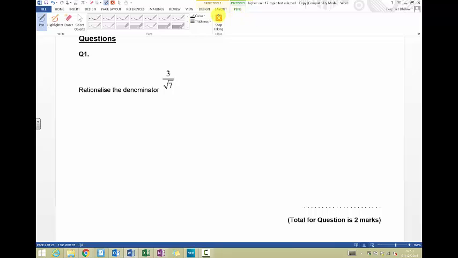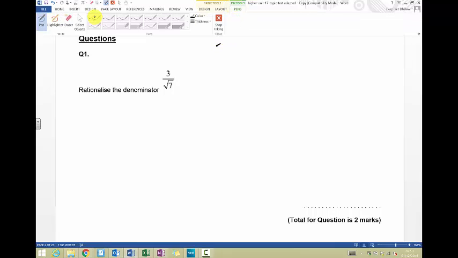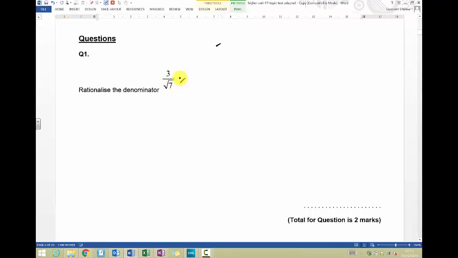Okay, we're going to have a quick look at this then. Okay, let's change colour. Right, so we should know that to rationalize the denominator means make the bottom a rational number. The way to make root 7 a rational number is to times it by itself. Whatever you do to the bottom, you have to do to the top. And so you get 3 root 7, and root 7 times root 7 is 7.